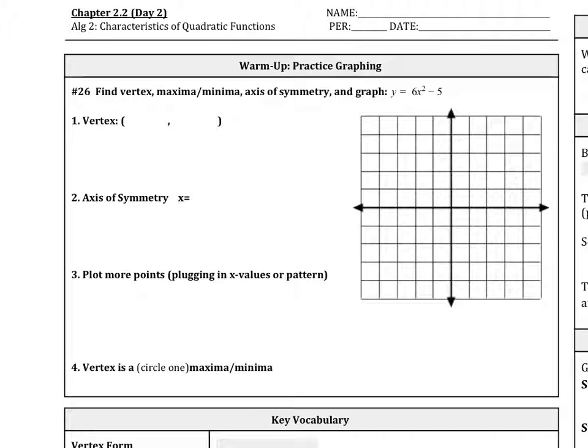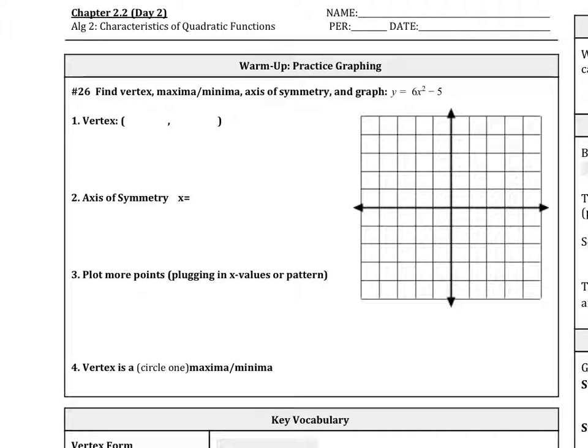Chapter 2.2, Day 2, Characteristics of Quadratics. So we're going to first start with practicing graphing. And so we're going to find the vertex, if it's a maximum or a minimum, axis of symmetry, and then we have to graph it. So we have y equals 6x squared minus 5.